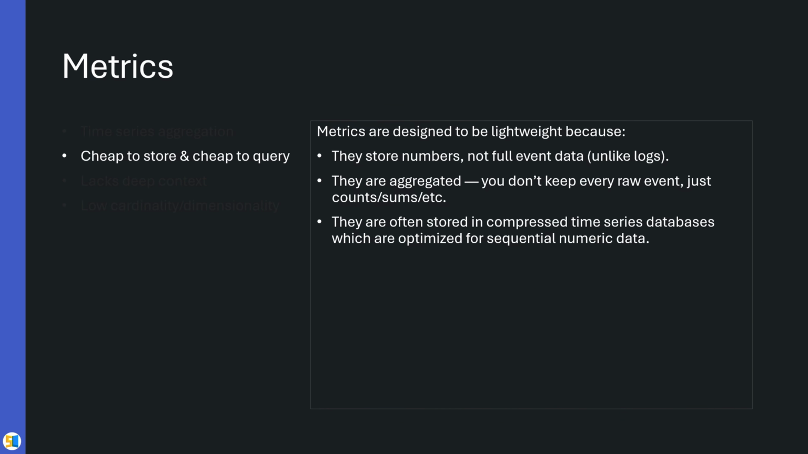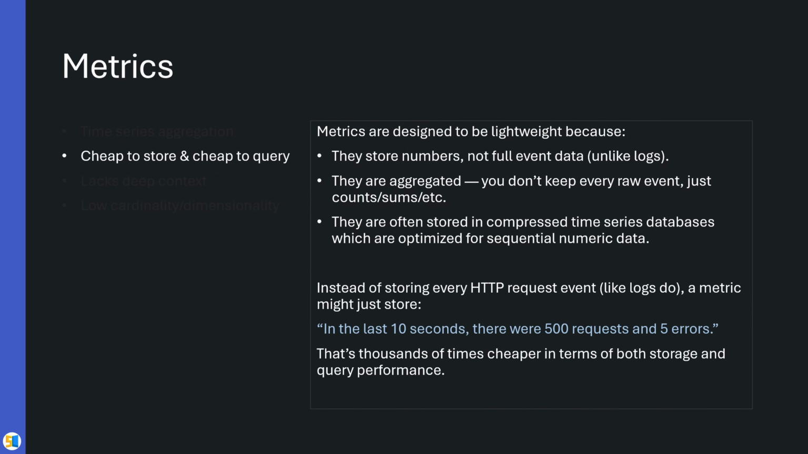They are often stored in a compressed time series database, which is optimized for sequential numerical data. So instead of storing every HTTP request event like logs do, a metric might just store, in the last 10 seconds, there were 500 requests and 5 errors, let's say. And that's thousands of times cheaper in terms of both storage and query performance.